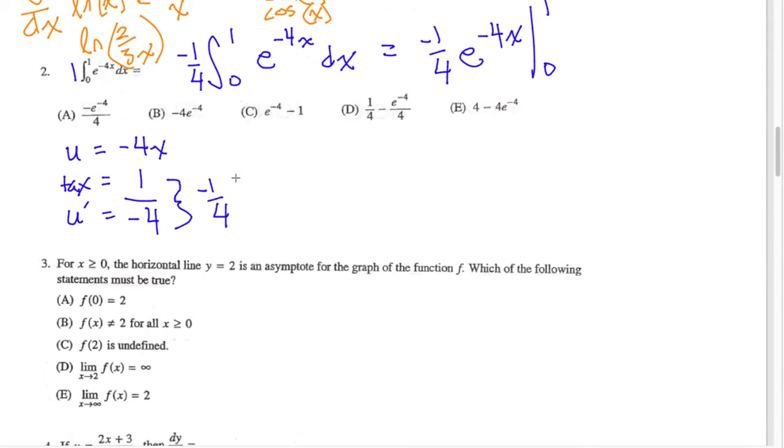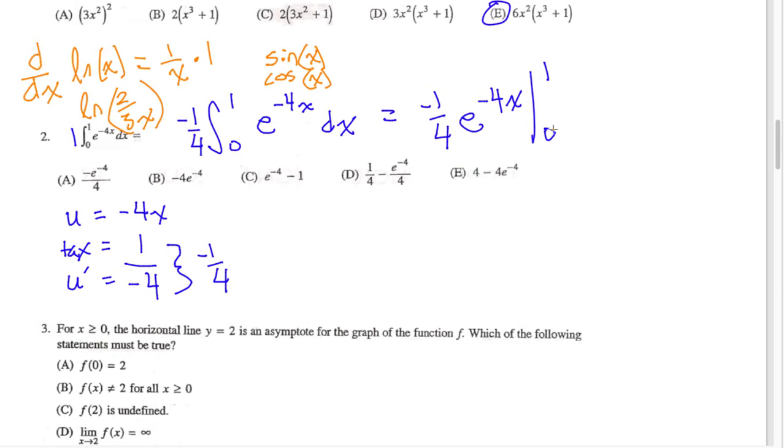Okay, let's come down here. We paid taxman. Now we're doing the evaluation bar between 0 and 1. Let's plug in 1 first. You always do the upper bound first. I'm going to leave that negative 1/4 and not touch him. On the inside, when I plug in 1, I'm going to get e to the negative 4, and then I'm going to subtract when I plug in 0. Plugging in 0, I get e to the negative 0, e to the 0. Anything to the power of 0 is 1.